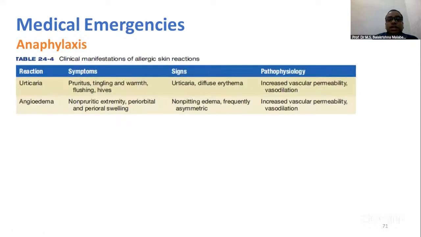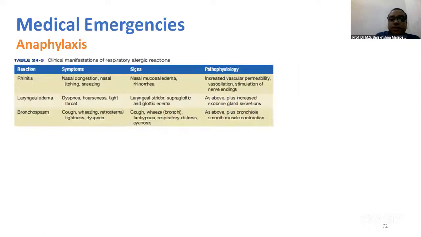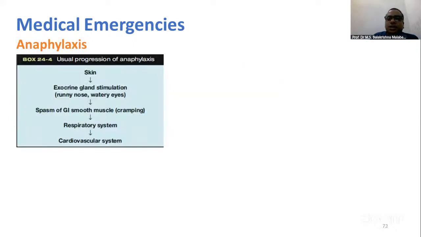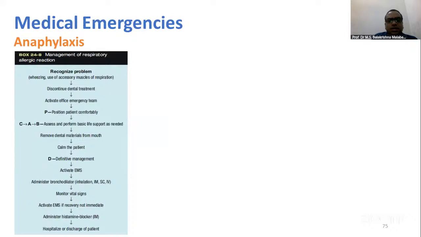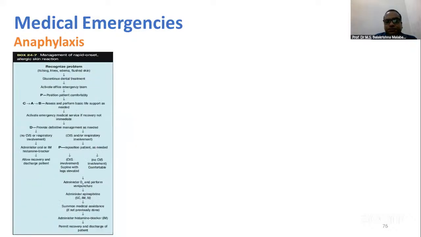So there could be skin reactions, urticaria, angioedema, rhinitis. That reaction can develop very fast and it can be life-threatening also. So please remember, bronchospasm can also happen. In anaphylaxis, adrenaline has to be given immediately. 1:1000 is the concentration. So these are the conditions and how you have to manage them.